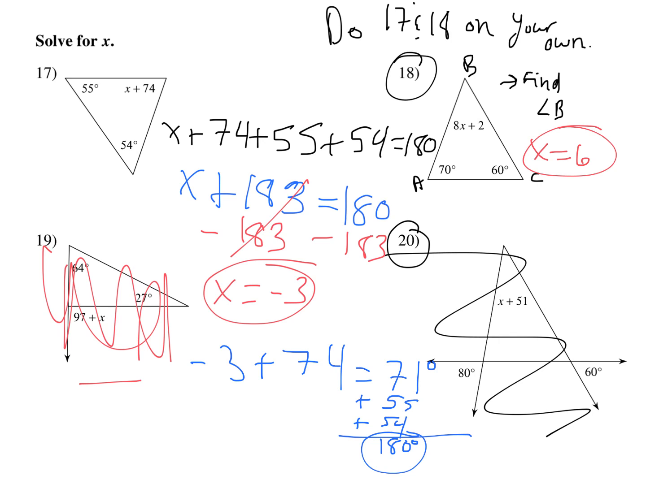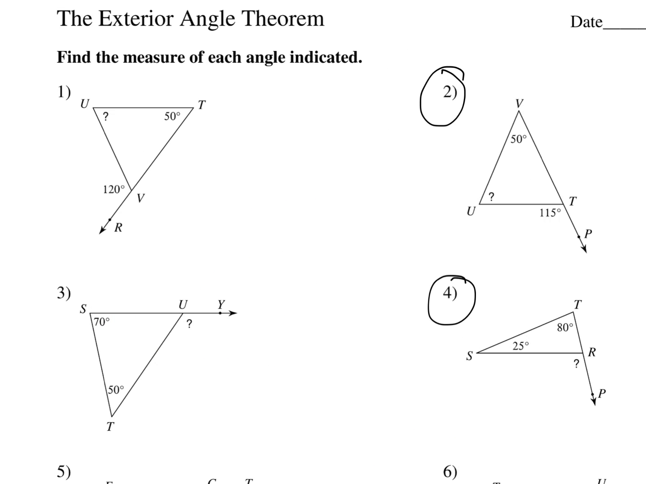Okay, welcome back. So the next ones that we're going to do are the exterior angle theorem. So I'm going to do number 1 and number 3. So remember, the exterior angle theorem is the exterior angle equals the sum of the remote interior angles. So this equals the sum of these two angles.